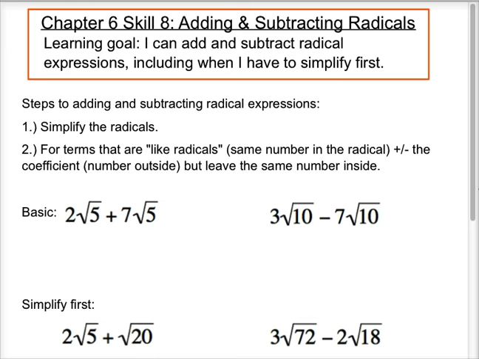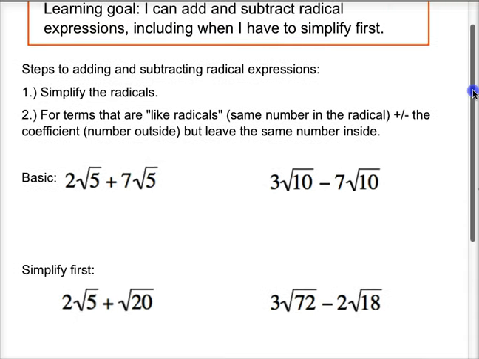You can only add or subtract them if you have like radicals. What that means is you have the same number inside the radicals. That's the only way you can actually combine them if you're trying to add and subtract. So let me show you what this looks like.